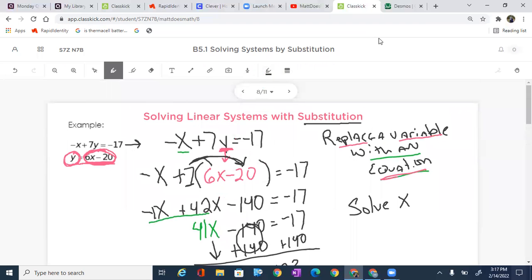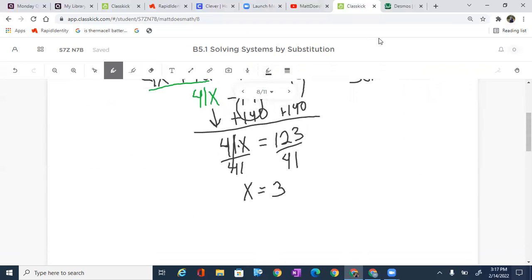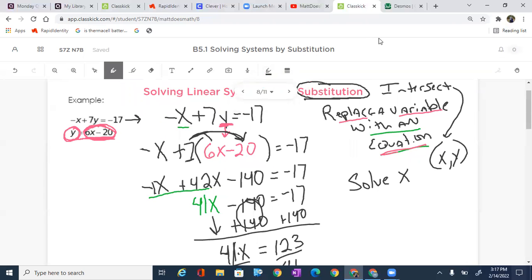Now, we know that when we're solving linear systems with substitution, or if we're solving this graphically, we are looking for where they intersect. And where they intersect is going to be an x and a y answer. So what we've done here is we've solved for the x portion of this answer. So we know that x is going to be 3. Now what we need to do is find out what y is going to be equal to.